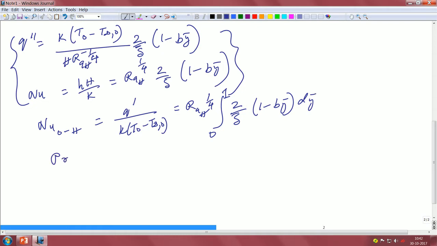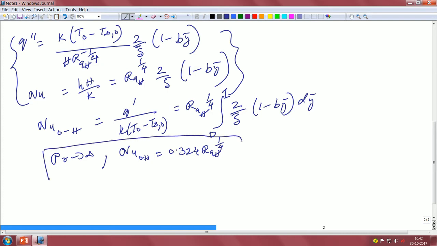Now, for Prandtl number approaching infinity, this value of the Nusselt number approaches something like 0.324 times Rayleigh number to the power of 1/4. From this integral formulation, if you do a more sophisticated numerical exercise, you will find that this is close to almost 11% of the more formidable and more complicated analytical or numerical formulations in a stratified enclosure.